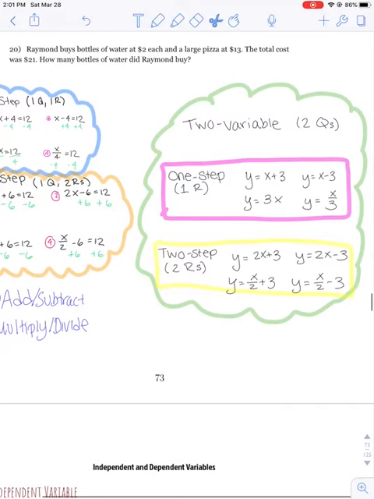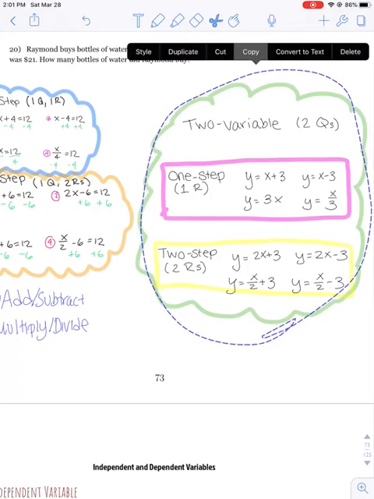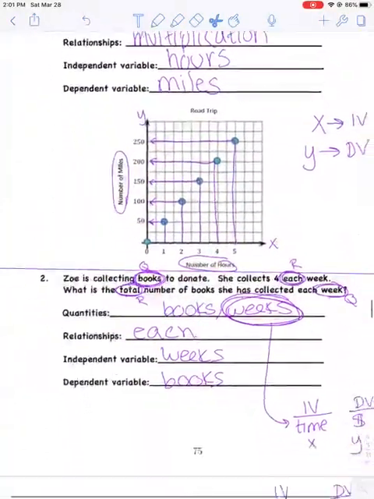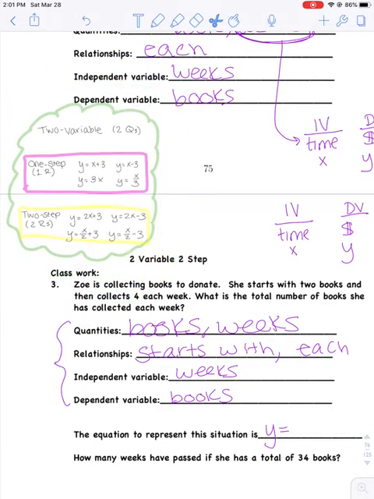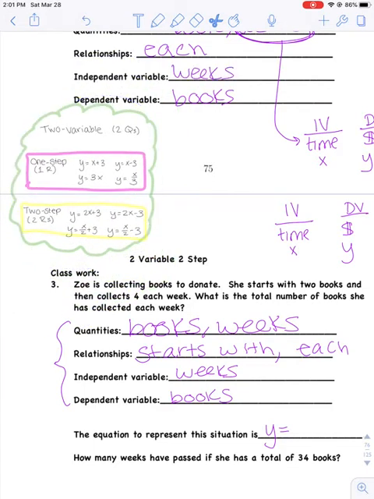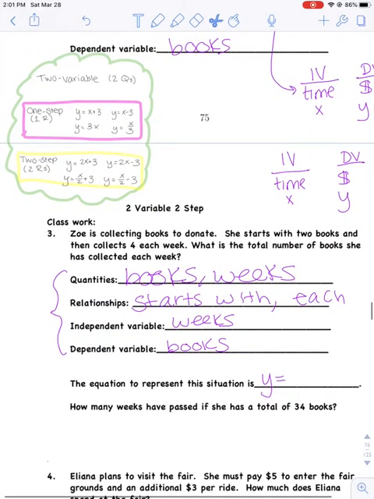And let's see if I can get my equation formats. You might have a screenshot of this already, but I want to bring this into the area we're working in. Since I had 2 relationships, I know I'm going to be picking one of the equations from the yellow boxes. This is going to be a 2-step, 2-variable equation. It starts with y equals.